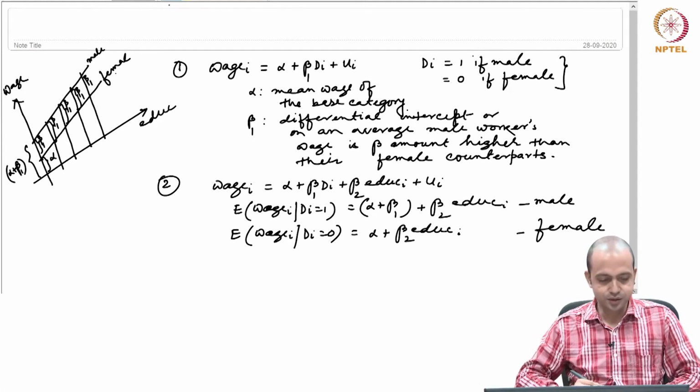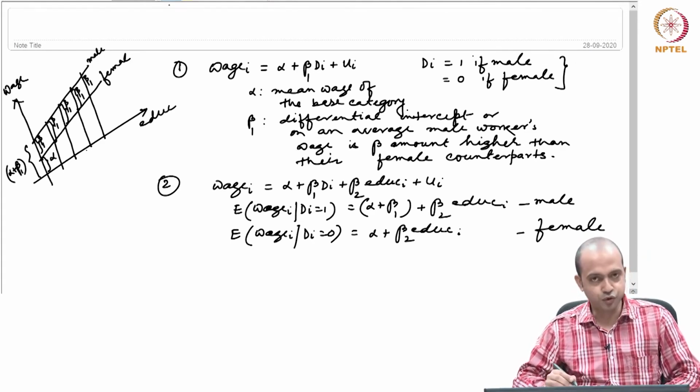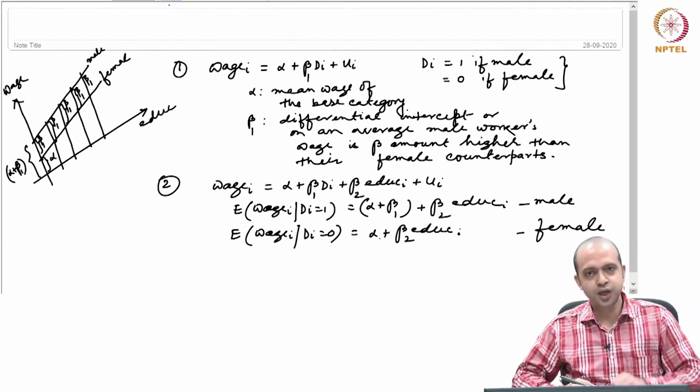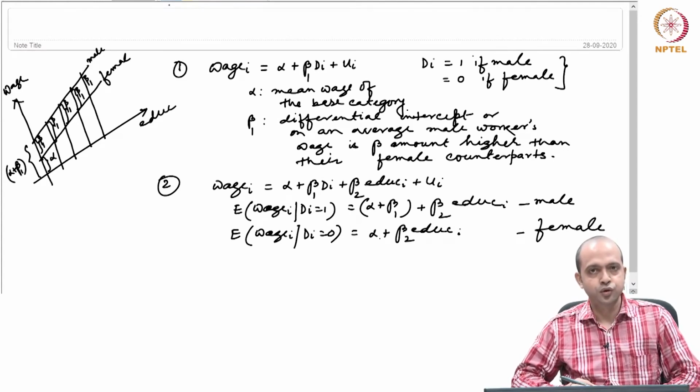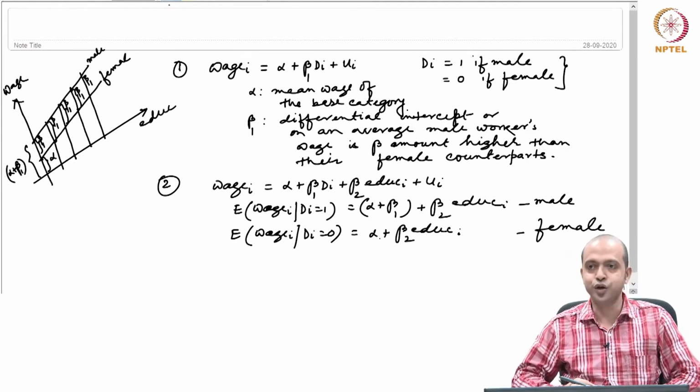And in the third case, what is the implicit assumption we said, if you recall? Since the slope is the same, that means responsiveness of wage with respect to education is the same for the male and the female workers. That means if the male worker goes for 1 extra year of education, then the increment the worker will experience in their wage is the same as if the female workers also go for 1 extra year of education.